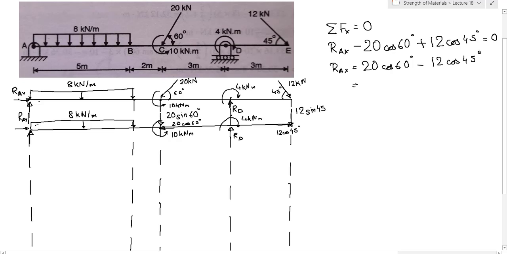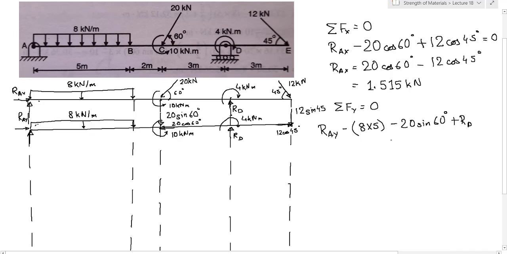Okay, so let us do this. 20 cos 60 minus 12 cos 45 comes out to be 1.515 kilonewton. Then we can do summation Fy equal to 0. What are the forces in y direction? RAY is positive, minus that uniformly distributed load of 8 into 5. Again there is negative 20 sine 60. Then we have plus RD, and then we have minus 12 sine 45, and all this is equal to 0, right?